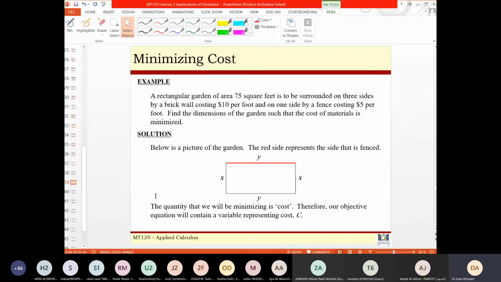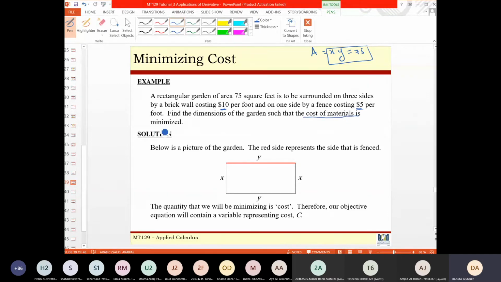Now, one more example. We have again a rectangular garden that has area 75. So they told me the area is 75. So the area, which equals x times y, is already equal to 75. This is given in the question, I mean. It's to be surrounded on 3 sides by a brick wall that costs $10 per foot, and on one side by fencing that costs $5 per foot. Find the dimensions of the garden such that the cost of the material is minimized.